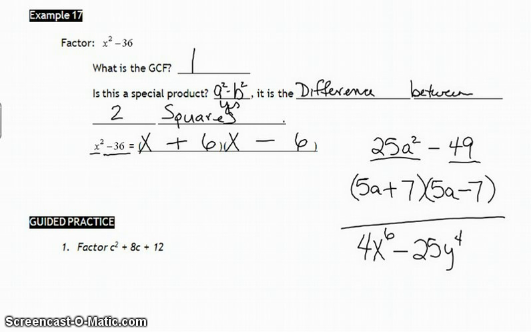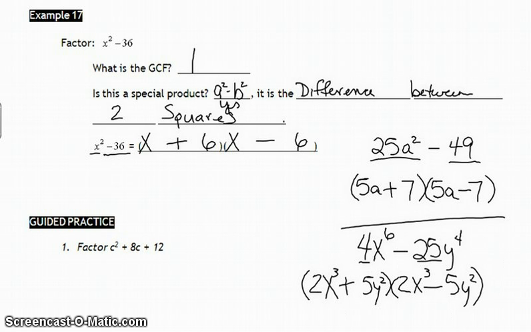Okay, it is the difference between two squares. So we take the square root of my first term. Well, the square root of 4 is 2. The square root of x to the 6, well, that's x cubed times x cubed. Square root of 25 is 5. And the square root of y to the fourth is y squared. One positive, one minus. Saves me a ton of work in determining how to factor 4x to the 6 minus 25y to the fourth.